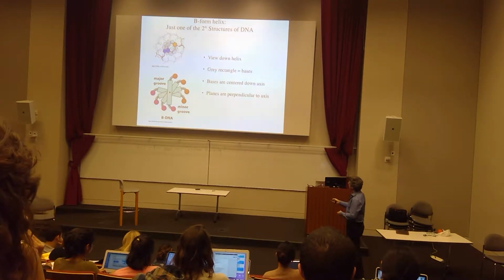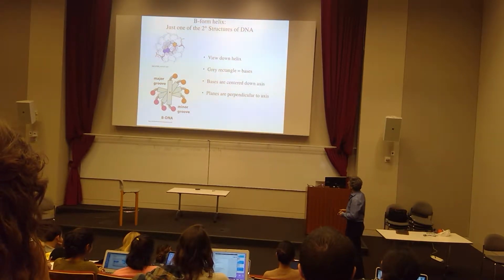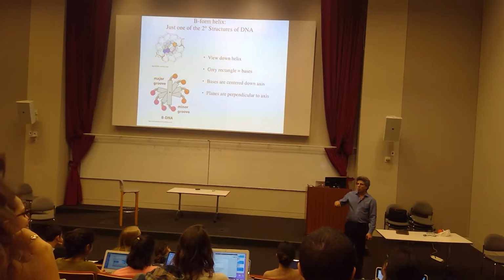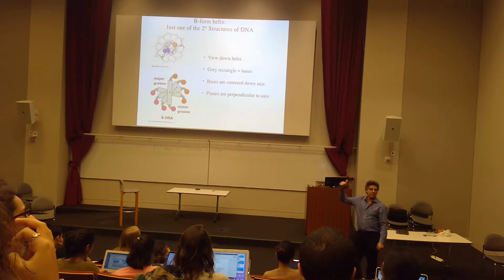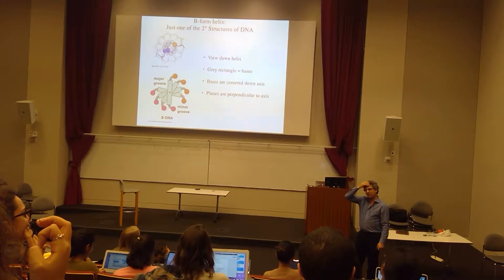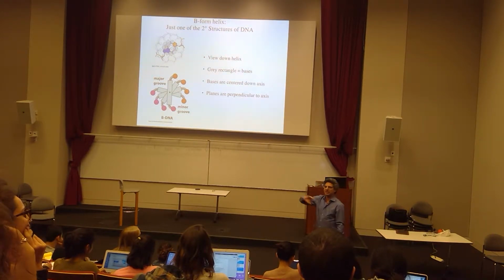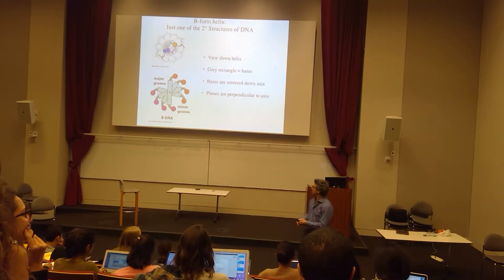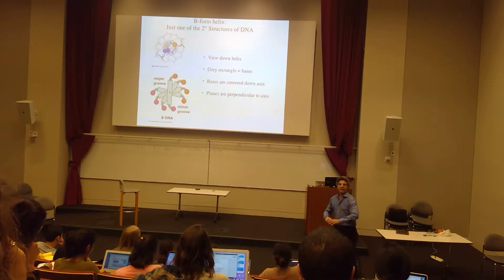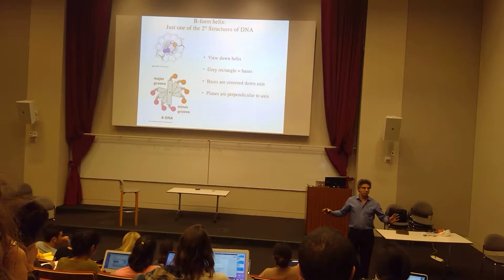And yeah, again, the planes of these rectangles are perpendicular to the axis. Why do we get to draw the base pairs as these rectangles? I mean, A is not the same as T, G is not the same as C, AT is not the same as GC, but here we're just drawing everything the same as a rectangle.